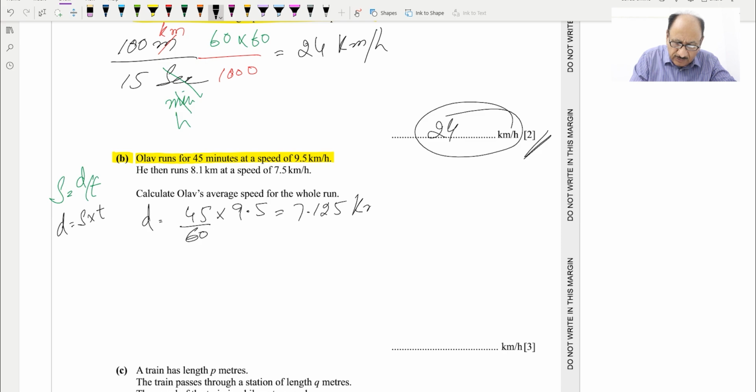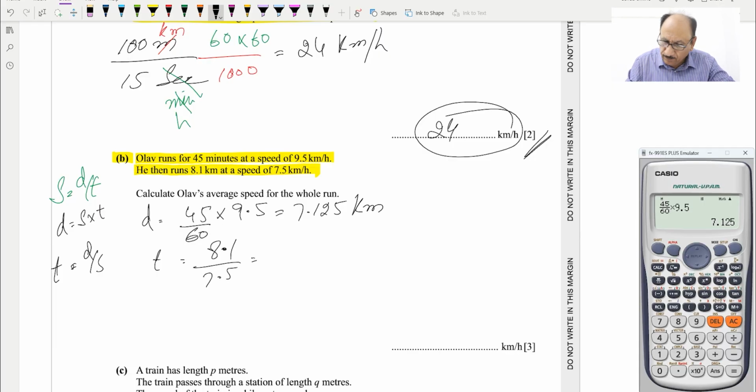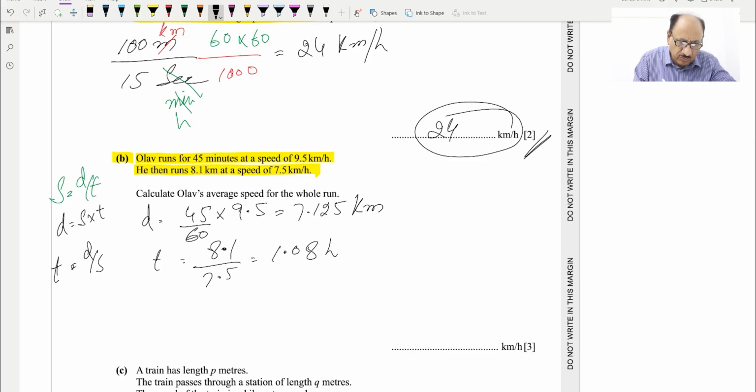7.125 is kilometers. And now the next section of the question says he then runs 8.1 kilometer at a speed of 7.5. So time we can calculate for that. So time is equal to distance over speed. So we will be using distance covered is 8.1 kilometer and speed is 7.5 kilometer per hour, and this will give us 8.1 over 7.5. 7.5 will give us decimal value 1.08, and this will be hours.